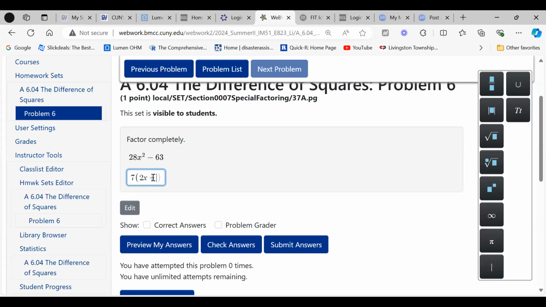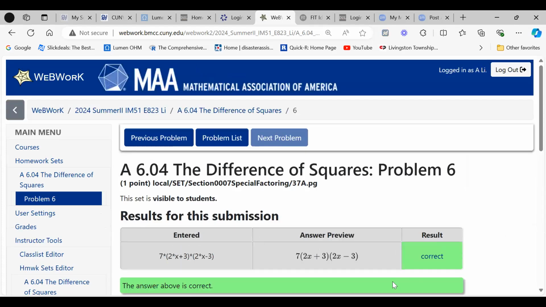3x plus 3, 2x minus 3. And that's the middle answer. It's the correct answer.